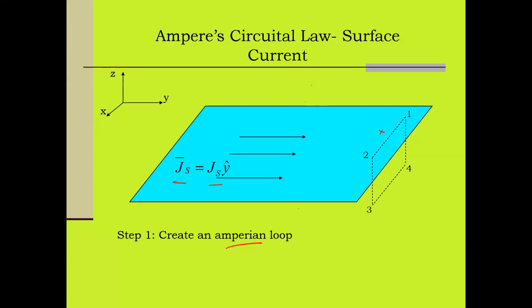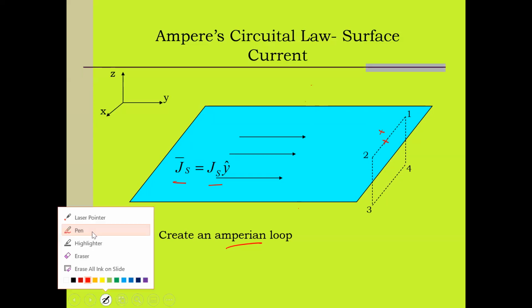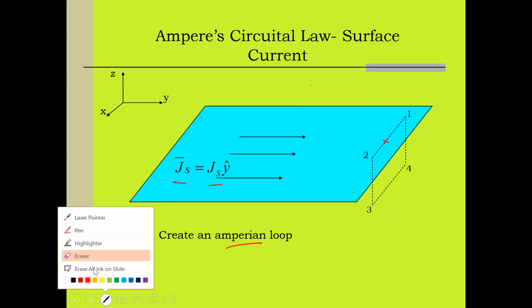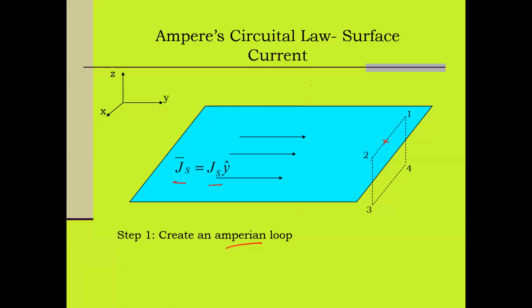Which is a rectangular structure in the dotted lines here, right? So we assume that you want to find out the H field at this particular position. Then your loop must pass through the point here, that point there. Okay, so that should be the first step.